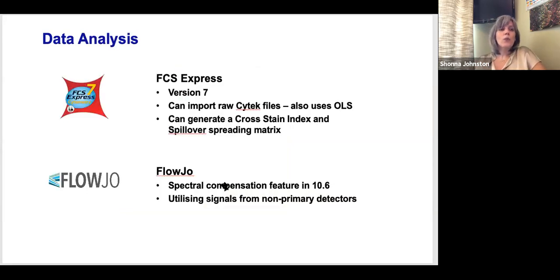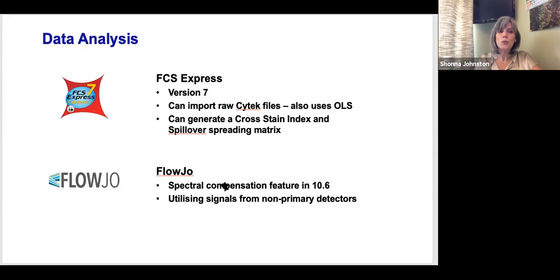Grand. So when it comes to data analysis, where you're going to go with it, we actually do most of our unmixing on the cytometer workstations, but both FCS Express and FlowJo have got some kind of unmixing capacity within them. FCS Express have obviously been working quite heavily with Cytek, to the point where you can actually import raw Cytek files, and they are also using the ordinary least squares method. So it means that their algorithms are fairly comparable, and the data that you get out at the end is fairly comparable.